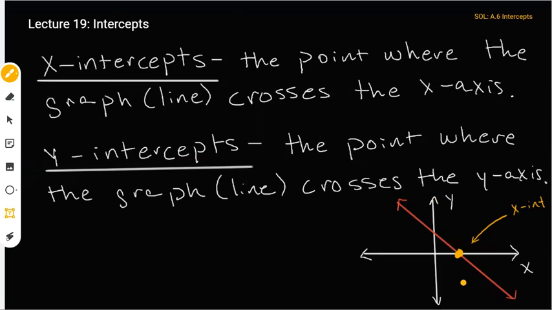And then the graph is going to cross the y-axis right here. So I'm going to put a dot there. And I'm going to label that the Y-intercept. So we're looking at where the line crosses the x-axis and the y-axis. And those are called the X-intercepts and the Y-intercepts.